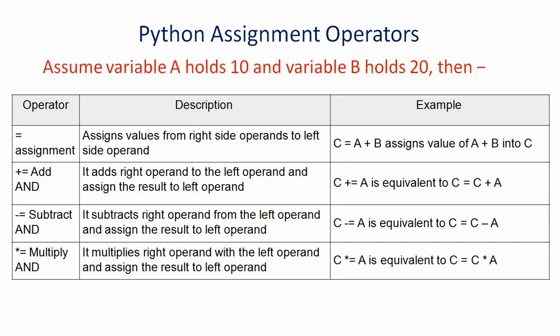Multiply equal, multiply and. It multiplies right operand with the left operand and assigns the result to the left operand. C multiply equal to A is equivalent to C equal to C multiply A.